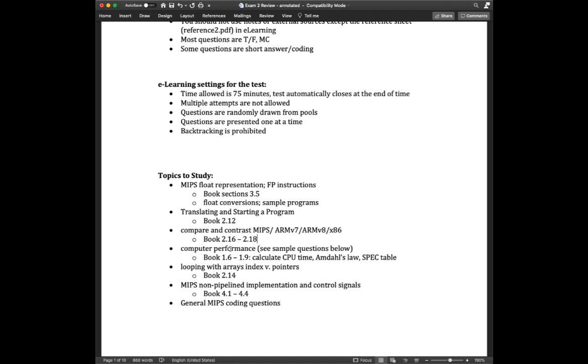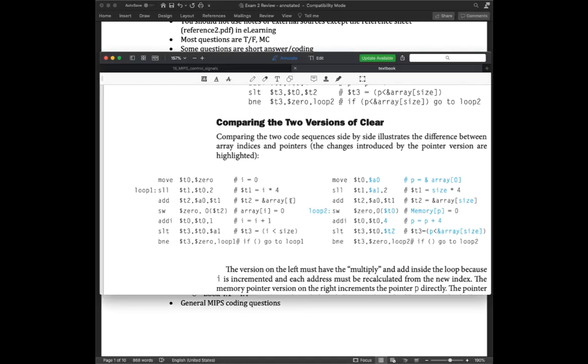We went over the computer performance questions in detail. I'm pointing you to a specific location in the book. Here's what I'm talking about. On the left, they show basically an array indexing approach to a loop that clears an array. On the right, they show the pointer version. We talked about this in the video as well. So if you're given this code, you need to be able to rewrite it like this or vice versa.